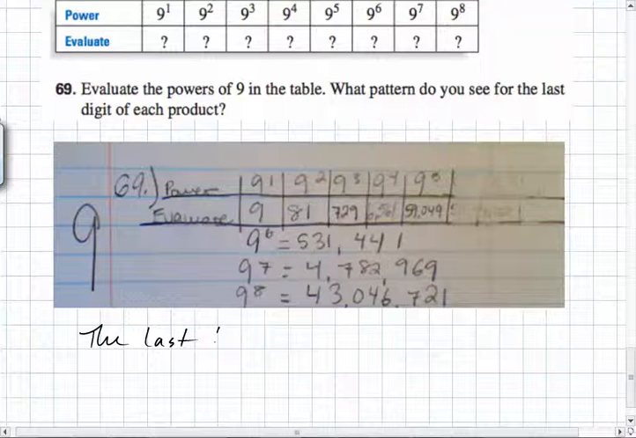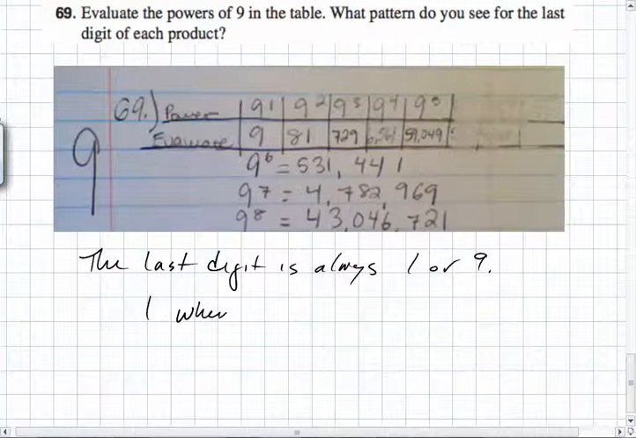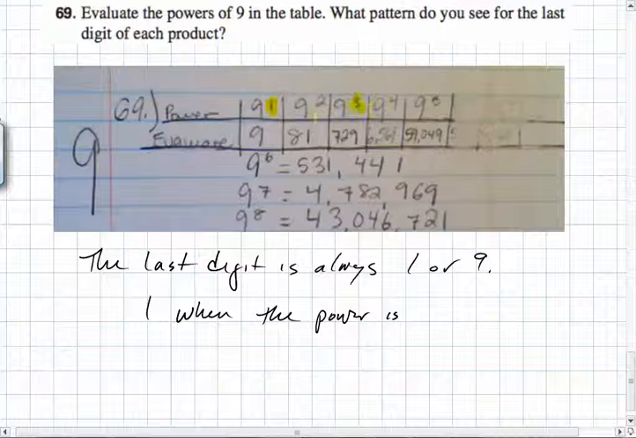What's the first thing you notice? The last digit is always what? Always 1 or 9. When is it 1? When the power is what? You sure? Okay, the power is 1, 3, 2. Those are the powers. So when the power is even, it is? Yeah, okay. I'm just checking. I'm sorry. I was a little perturbed and confused. When the power is even, it's 1, and it's 9 when the power is odd. Yeah, there's your observation. That's great.